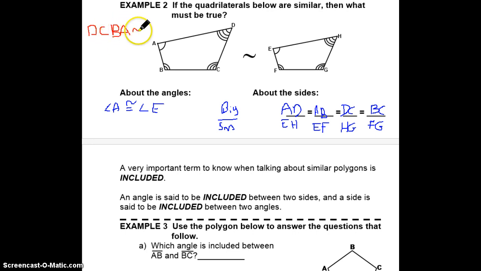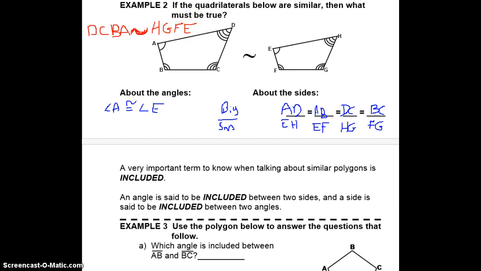is similar, and that little squiggle means similar, is similar to, and I'm going to look over here and I'm going to find what matches. Well, D matches up with the H, so I'm going to start with the H and I'm going to go in the same order. So this would become H, G, F, E. Right? Simple stuff.